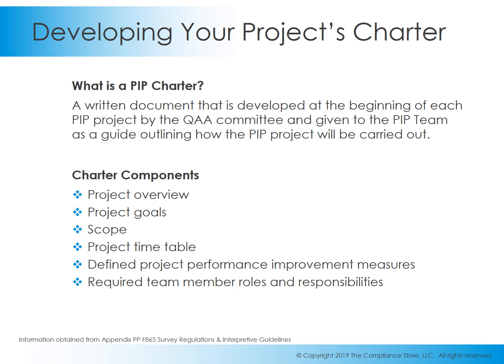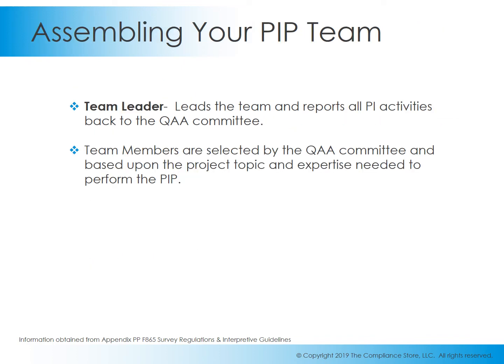At the beginning of a PIP, a written document called a PIP charter is created. This charter outlines the project, sets goals, a timeline, what data will be collected, and team member responsibilities. On the PIP team, there is a leader that organizes the team and reports back to the QAA committee. The members of the team are actively involved in the PIP and may be from more than one department.